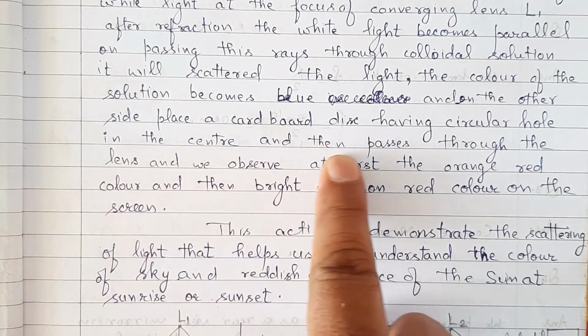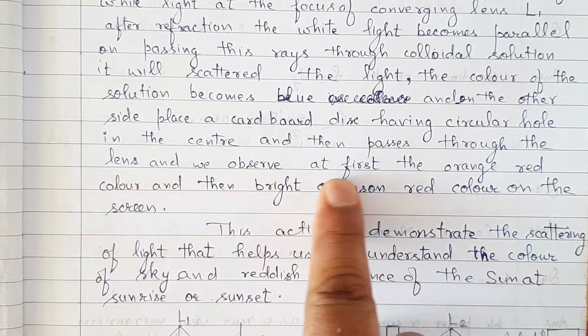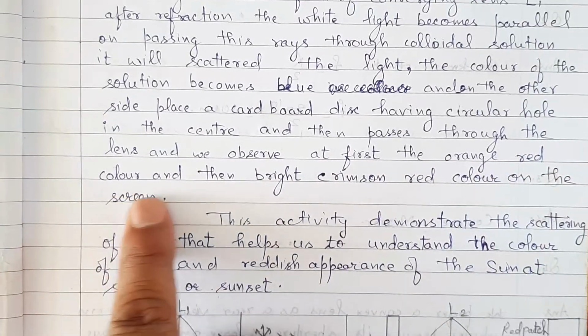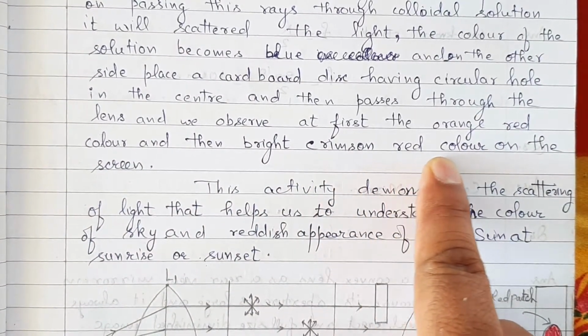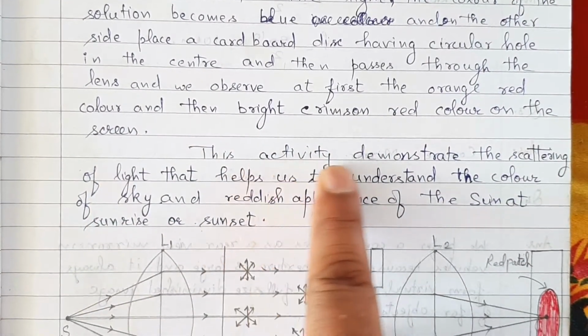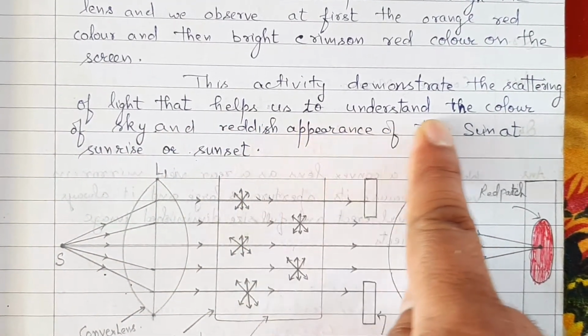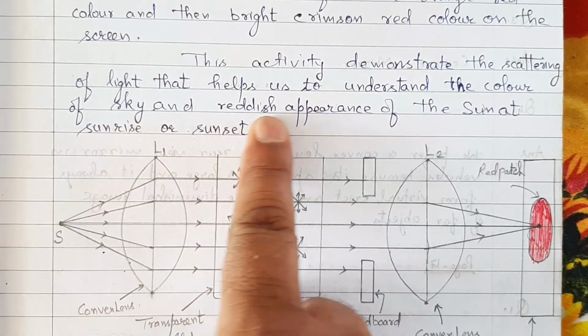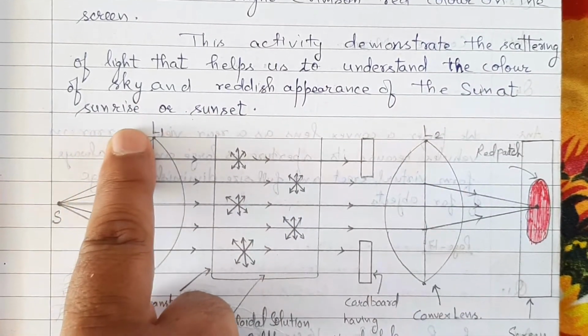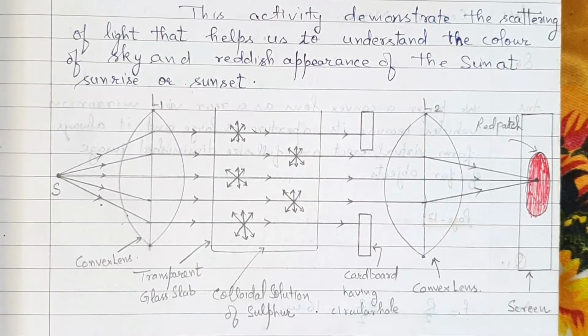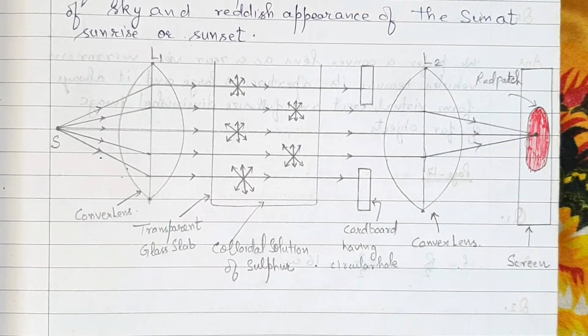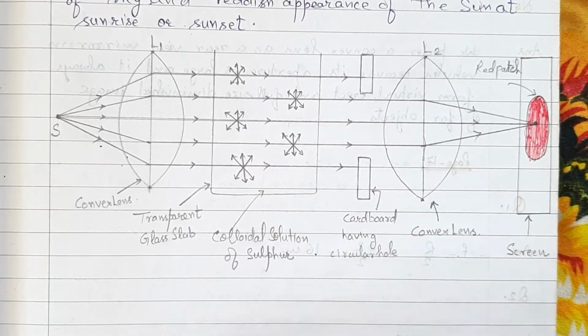in the center, and then pass the light through the lens, and we observe at first the orange color and then the bright crimson red color on the screen. This activity demonstrates the scattering of light that helps us to understand the color of the sky and the reddish appearance of the sun at sunrise or sunset. Figure is shown. That's all in this video.